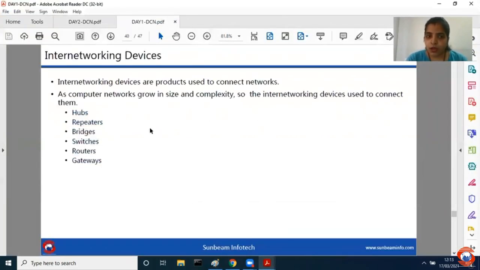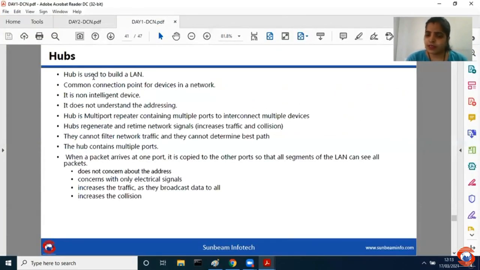But when we talk about hub and repeater, hub is basically used to make a network called a LAN. They are non-intelligent. They do not understand the addressing. There can be multi-port repeaters which can be used to connect multiple devices. The hubs cannot filter the network traffic. What I mean by that is, A ने अगर बोला कि मुझे डेटा ट्रांसमिट करना है, वो B को भी मिलेगा, C को भी मिलेगा.